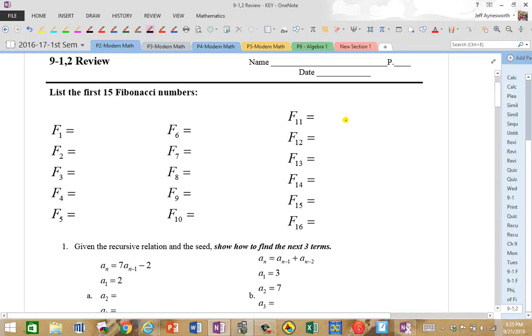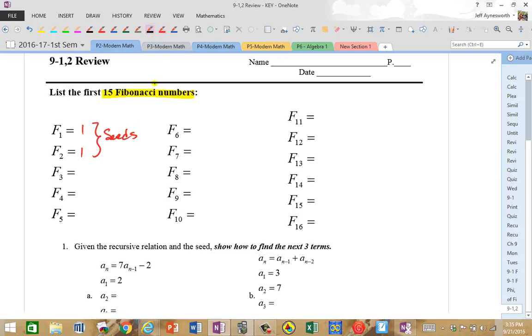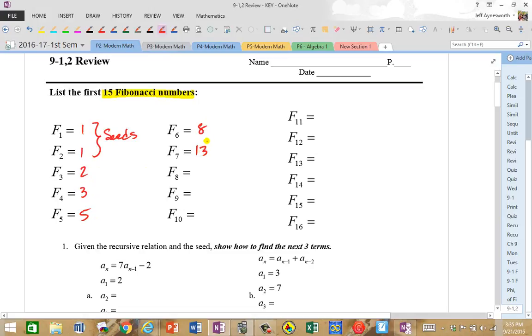All right, so the first thing we got to do is list the first 15 Fibonacci numbers, starting with the two seeds. Okay, those are the two starting numbers right here. We add them. All right, 1 and 1 make 2. 1 and 2, 1 plus 2 is 3. 2 and 3 is 5. 3 and 5 is 8. 5 and 8 is 13. 8 and 13, 21. Keep adding.